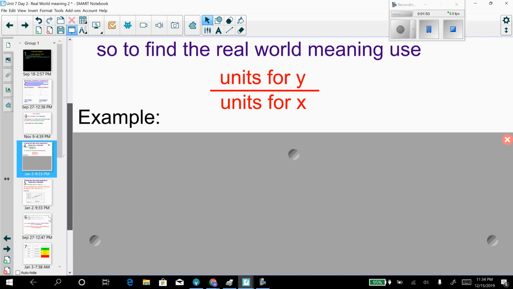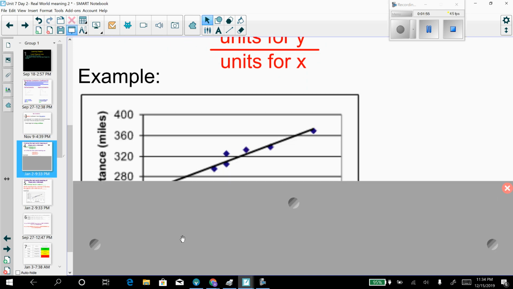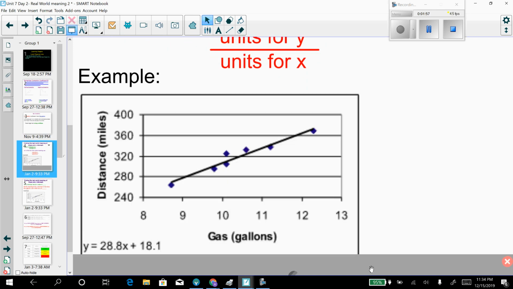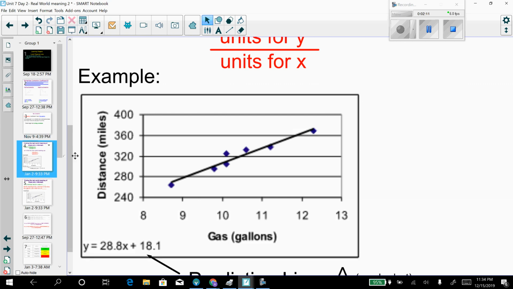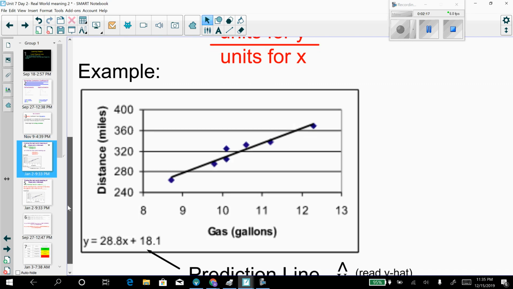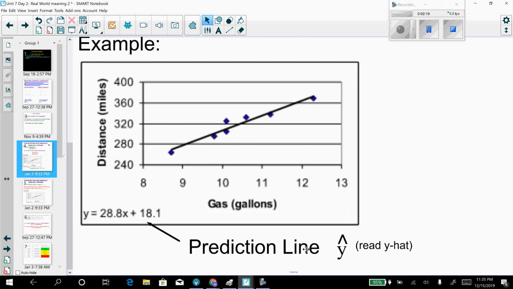So here's our example for today. We've got this graph here. We've got distance on our y-axis, gas in gallons on our x-axis, and we have this equation of this line right here, 28.8x plus 18.1. So in that situation, 28.8 is our slope, 18.1 is our y-intercept, and we call this a prediction line.